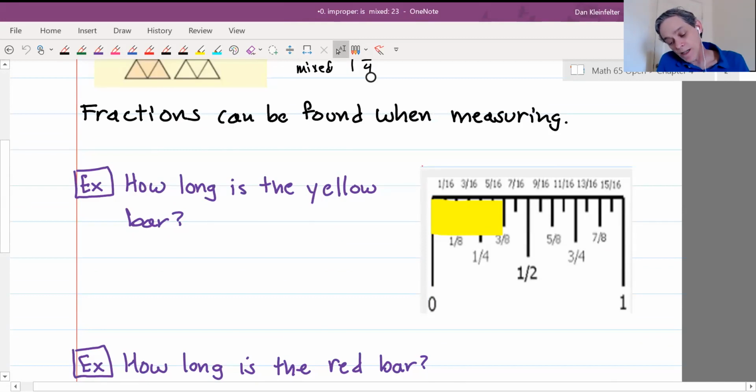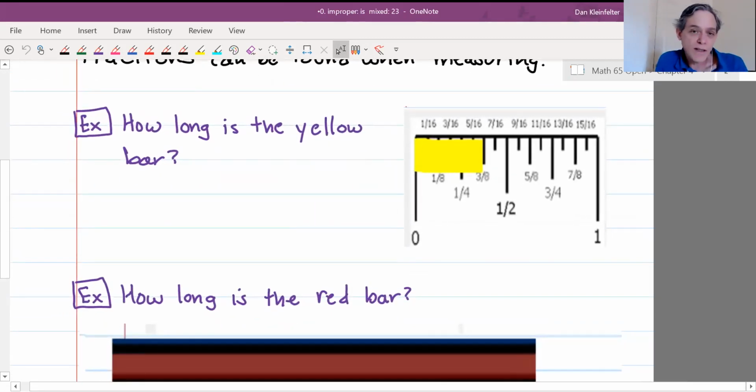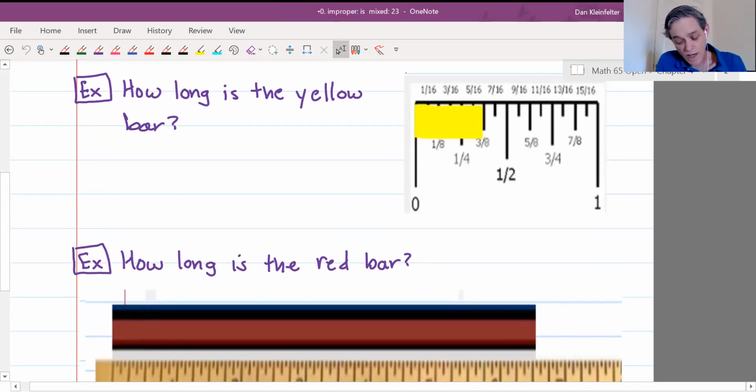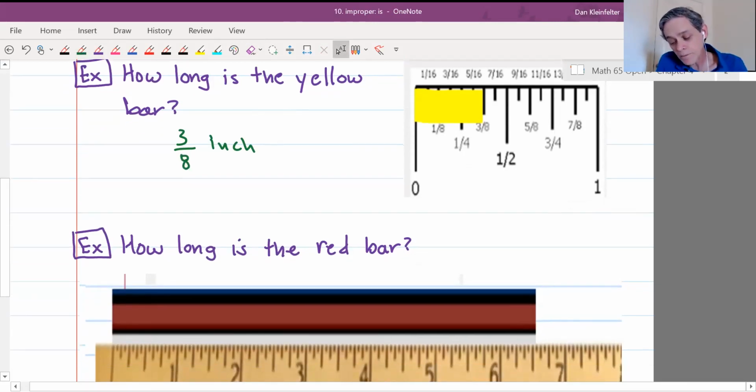Okay, so fractions found using measuring. Here we want to measure the yellow bar. This is in inches. We have 1 inch here, and the yellow bar looks like it ends at 3/8. So this is going to be 3/8 of an inch. Okay, so make sure that you're okay with reading a ruler.